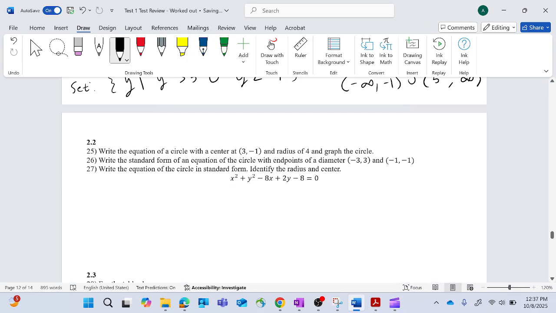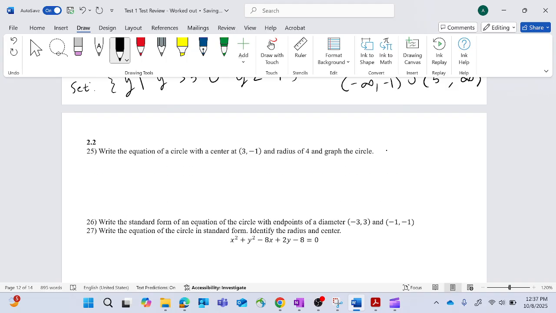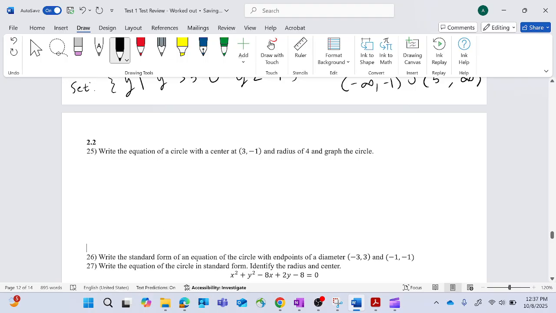All right, 2.2. So for 25, I'll write the equation of a circle with a center of 3, -1, and a radius of 4, and graph the circle. All right, so I'll pull up a graph in a bit. So write the equation of a graph. So remember, your center is your HK. The radius of 4 is r. So we have x minus 3 squared plus y plus 1 squared equals r squared, or 16.